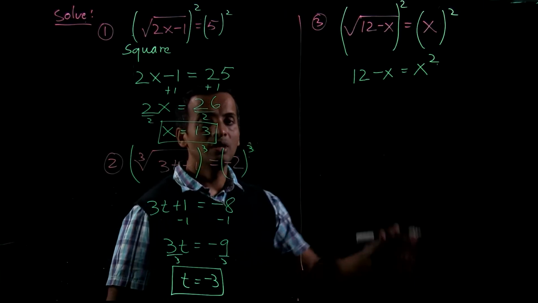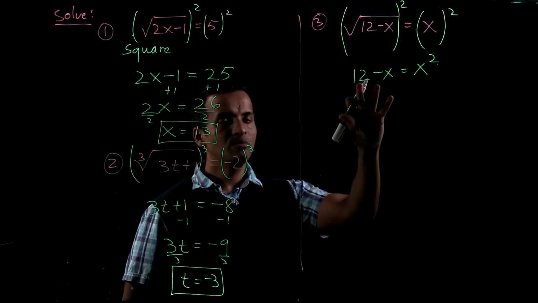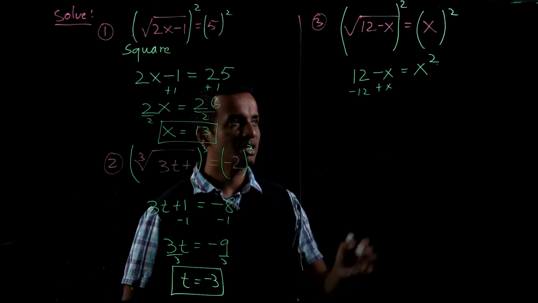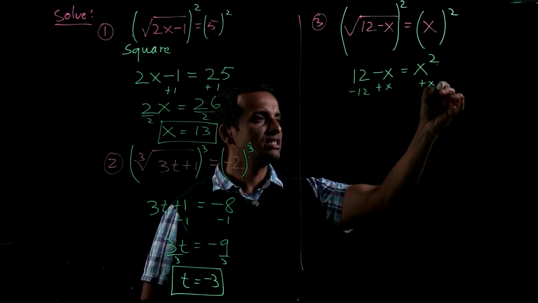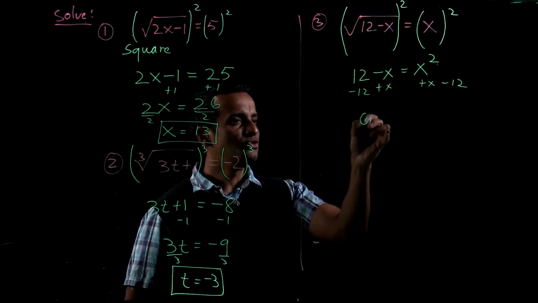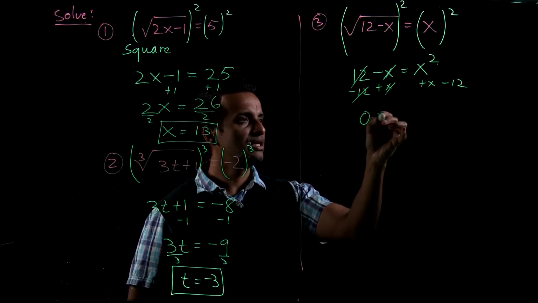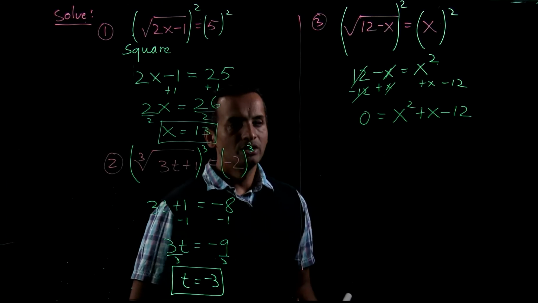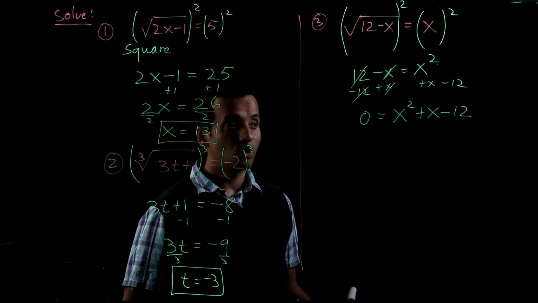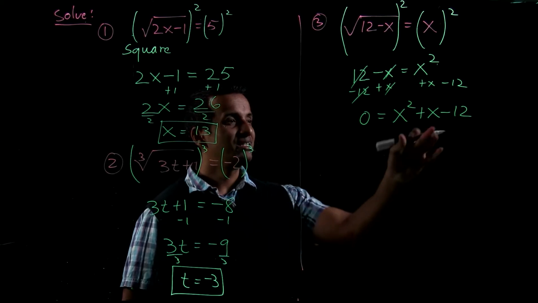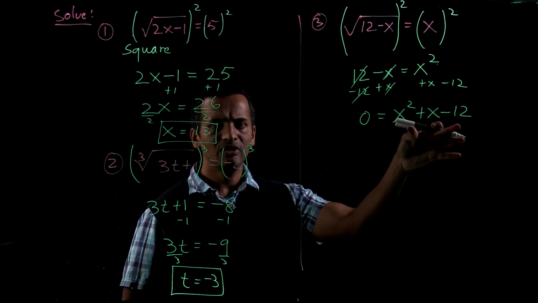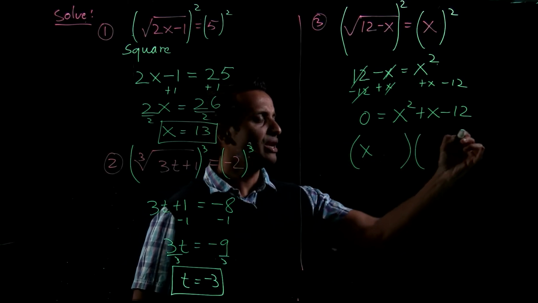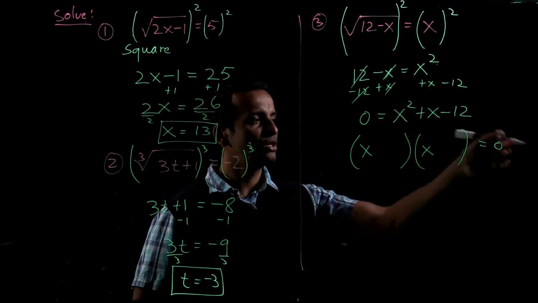Yes, so you need to move everything to one side. Let me move these terms to the other side, so let me add x and then subtract 12. What do you get? Adding x and then subtracting 12 will give you 0 on the left, because that will cancel, equals x squared plus x minus 12. You can use the quadratic formula for this problem, but since this is easily factorizable, you can factorize it.